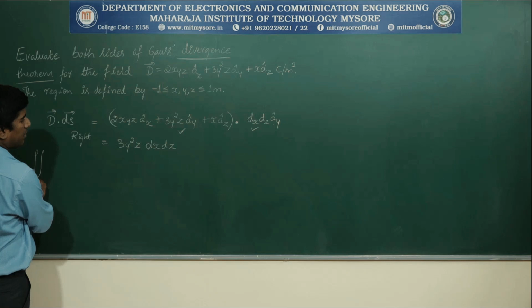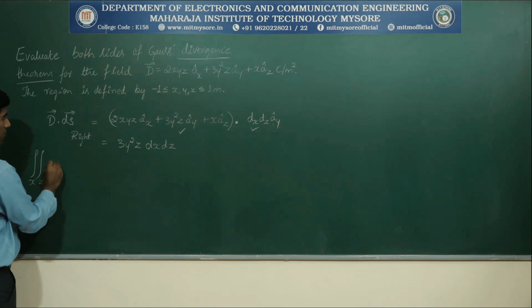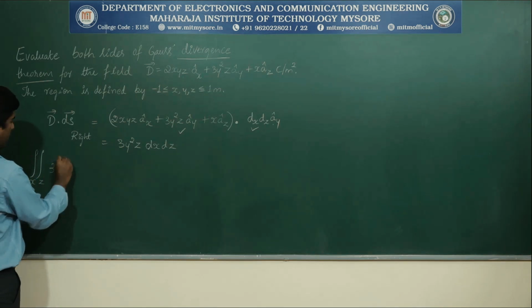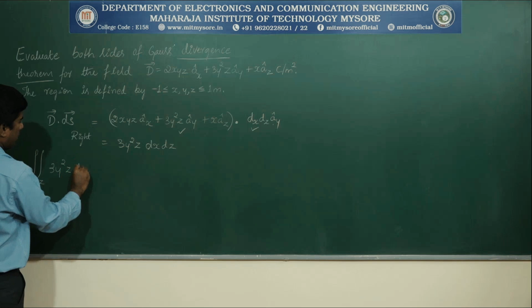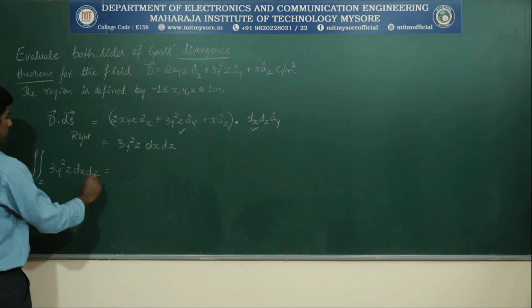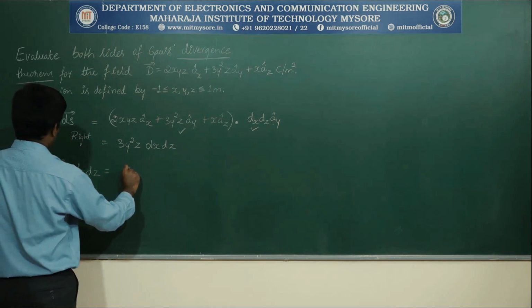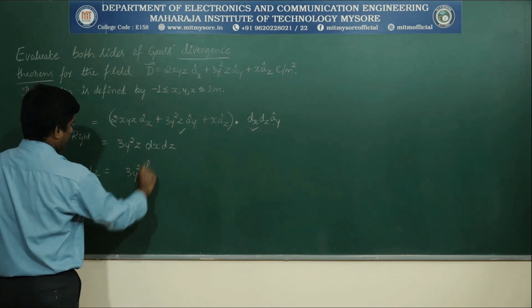Which quantities? 3y² into z, that is the xz plane. With respect to x and z, we need to integrate this 3y²z dx dz. What are we going to get? 3y² is common, 3y² is a constant, take it outside.